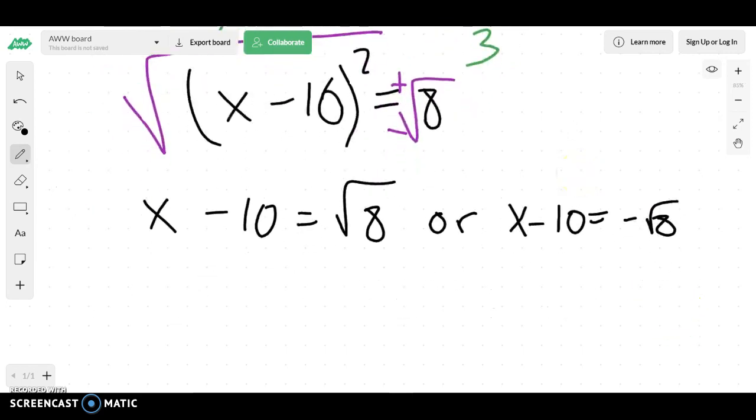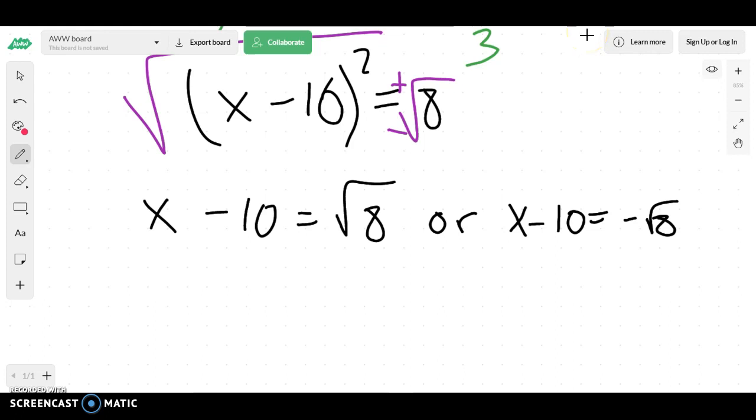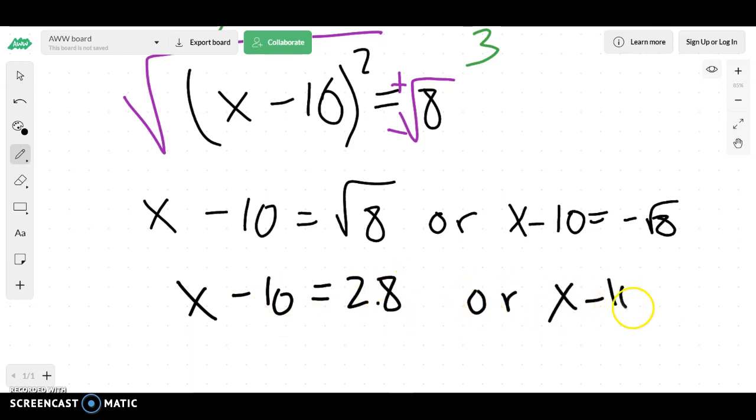So you want to make sure that when you do this, you're going to actually end up splitting it into 2 problems. Because again, whenever you take the square root, you're going to get 2 different answers. Well, then we would just go through and solve this. Now, I don't know what the square root of 8 is. You can just leave it as the square root of 8, or what you could do is just get a decimal approximation, which is 2.8. So we'd get that x minus 10 is equal to 2.8, or x minus 10 is equal to negative 2.8.